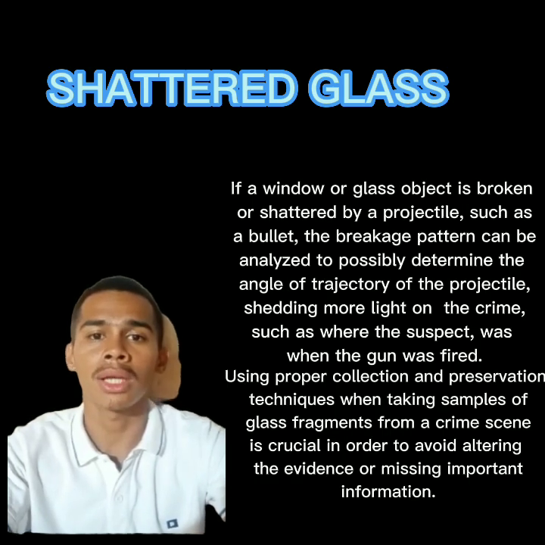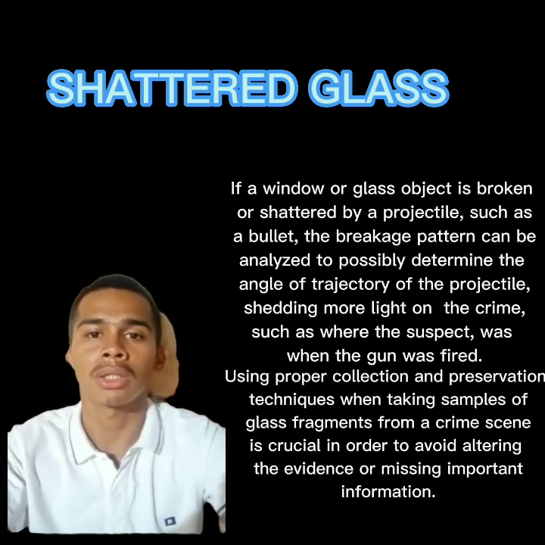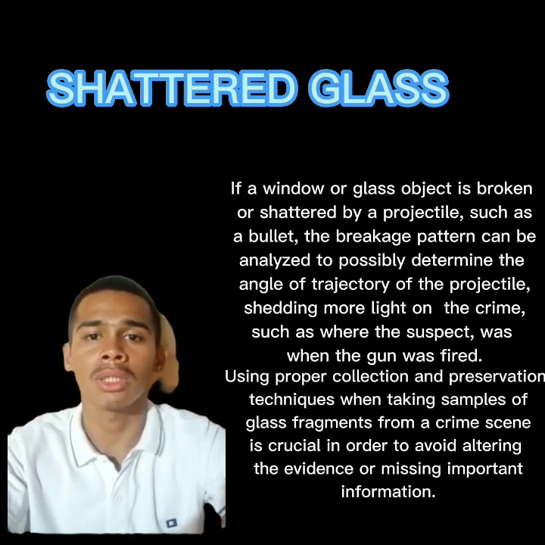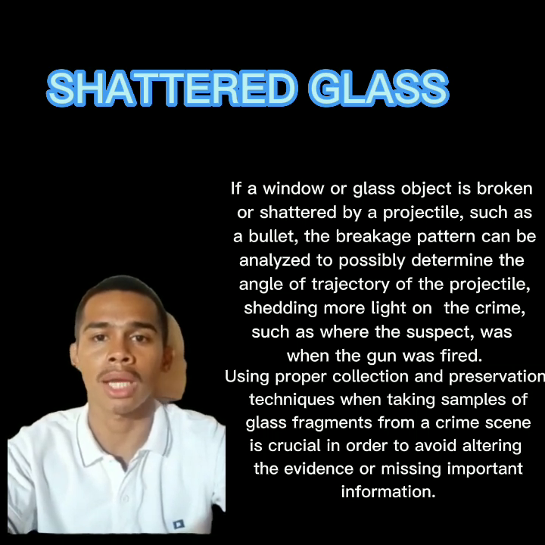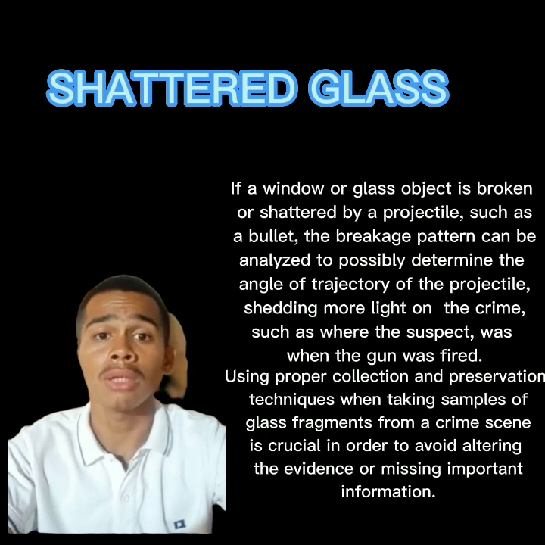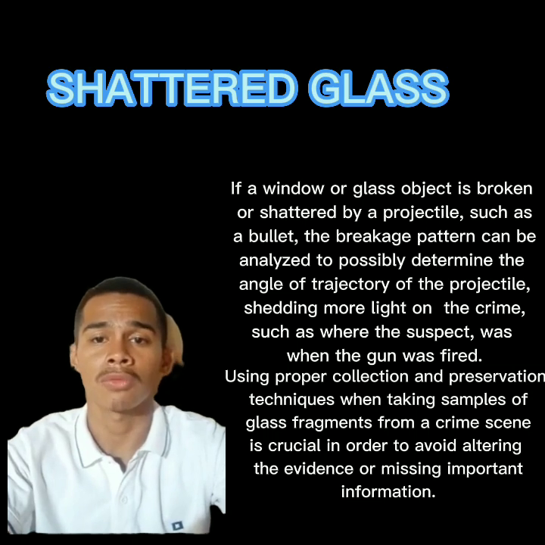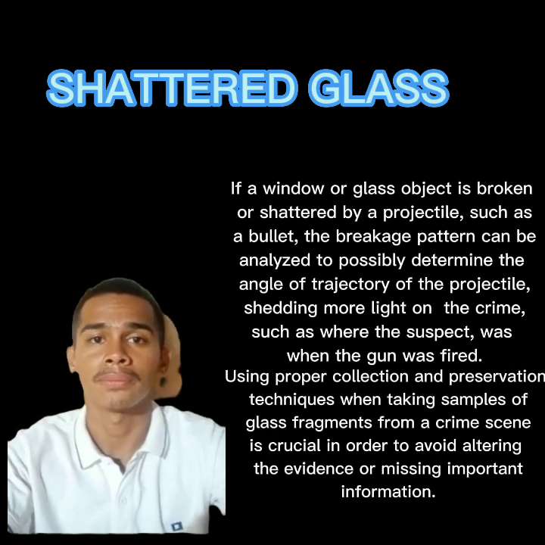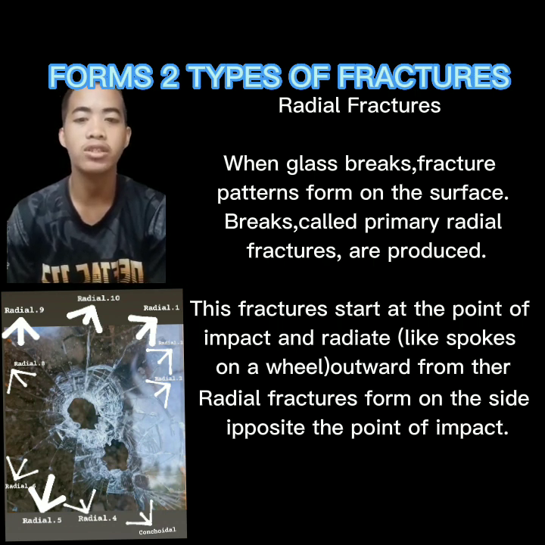If a window or glass object is broken or shattered by a projectile, such as a bullet, the breakage pattern can be analyzed to possibly determine the angle of trajectory of the projectile, shedding more light on a crime, such as where the suspect was when the gun was fired. Glass forms two types of fractures, radial fractures and concentric fractures.